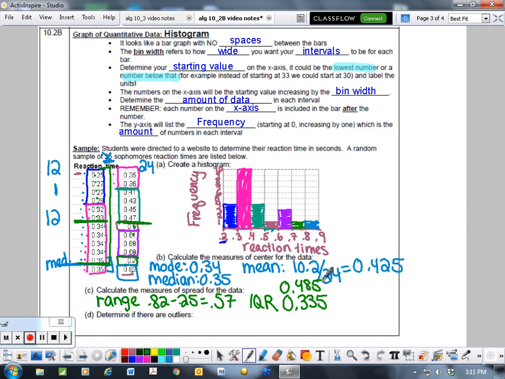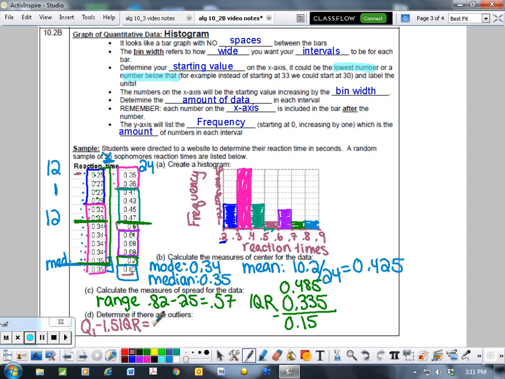And for IQR, we're going to subtract those. So biggest minus smallest gives me 0.15 for our IQR. So now what we're going to do is we're going to decide if there are outliers. So to determine if there are outliers, we're going to take quartile 1, and I'm going to subtract 1.5 IQR. And that's going to give us our lower bound. If there's any numbers lower than that, then they're going to be an outlier.